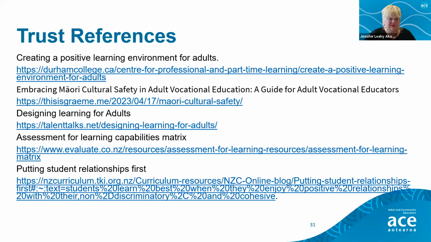There are the references that I talked about earlier. You've got some ideas around cultural safety from Graham Smith, the second one there, but also some ideas about positive learning, assessment, putting student relationships first, and designing learning for adults. So some different ways that I've got information from.